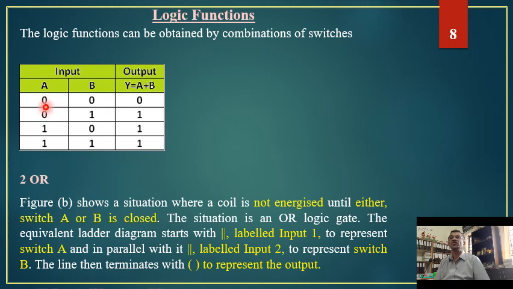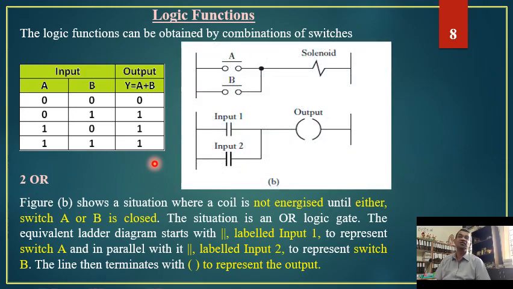truth table. When both of them are 0, output is 0. When any one of the two inputs, either A or B, is available, then output is high. So in this case B is high, in this case A is high, that is why the output is high. Or if both of the inputs are high, 1 and 1, then we will get a high output. Output is available. So let us see how to have an equivalent circuit and then a ladder diagram.